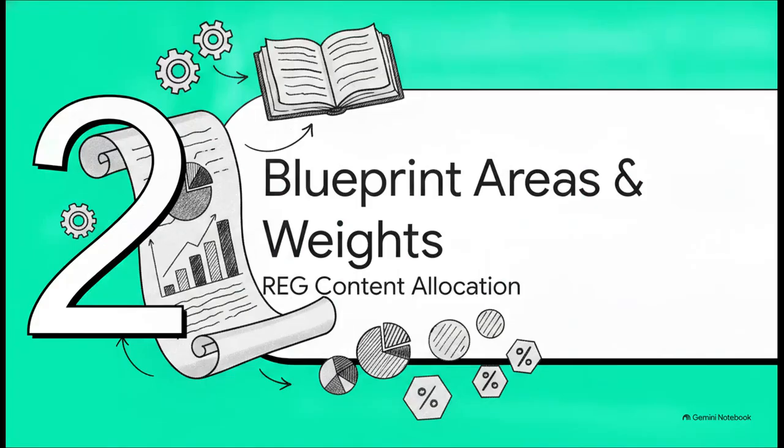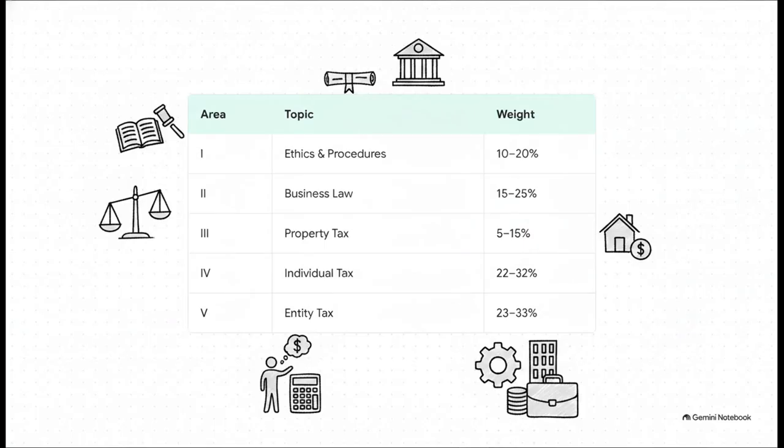Section 2. Blueprint Areas and Weights. REG Content Allocation. The AICPA provides specific ranges for the content tested. Area 1 covers ethics, professional responsibilities, and federal tax procedures, weighted at 10 to 20%. Area 2 focuses on business law, weighted at 15 to 25%. Area 3 addresses federal taxation of property transactions, weighted at 5 to 15%. Area 4 covers federal taxation of individuals, weighted at 22 to 32%. Finally, Area 5 tests the federal taxation of entities, weighted at 23 to 33%.